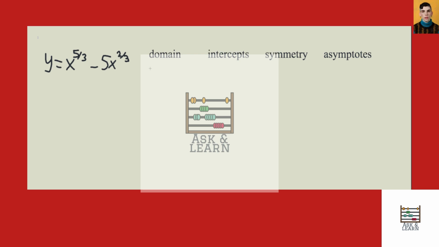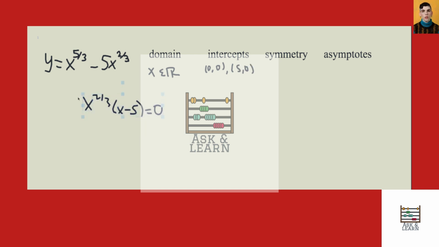For the domain, we know that x is all real values. Intercepts: if we substitute 0 in place of x, we see that y is 0, so (0, 0). And we can factor this out and get x^(2/3)(x - 5) = 0. So here we're setting y equal to 0, and we see that x can be 0, we already have that, or 5, so (5, 0) is our other intercept.